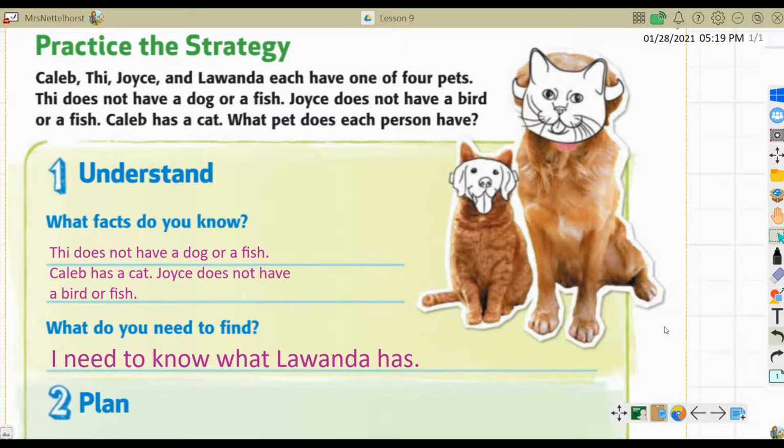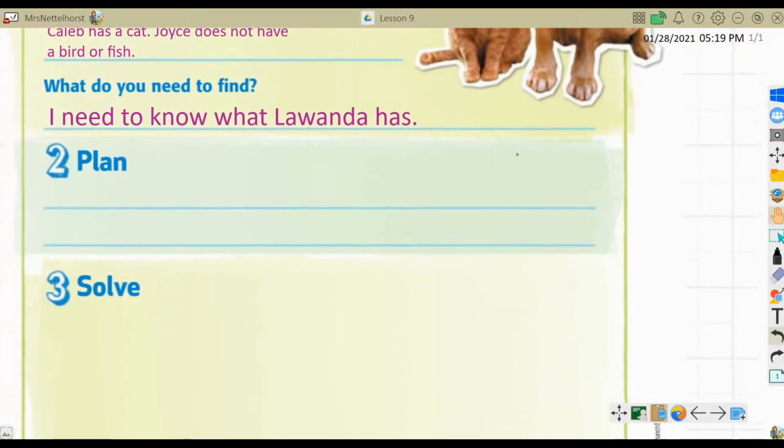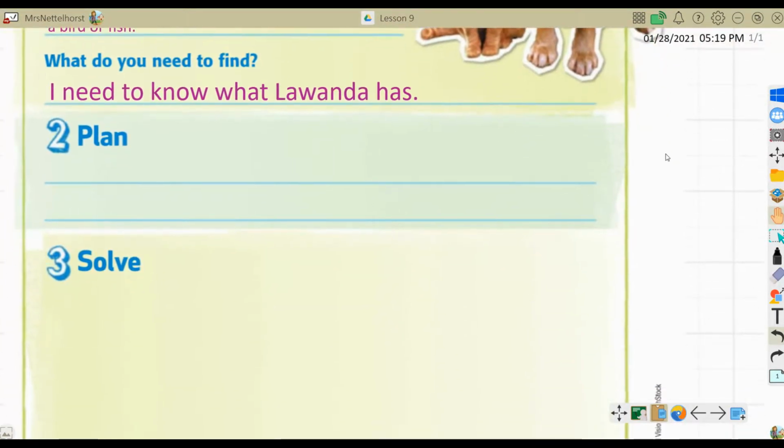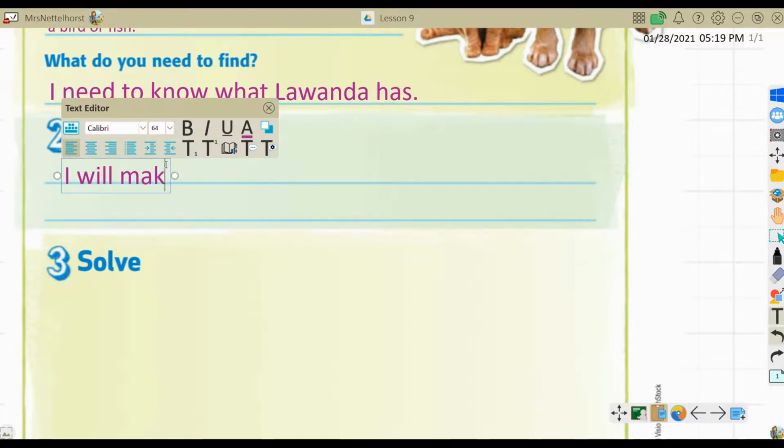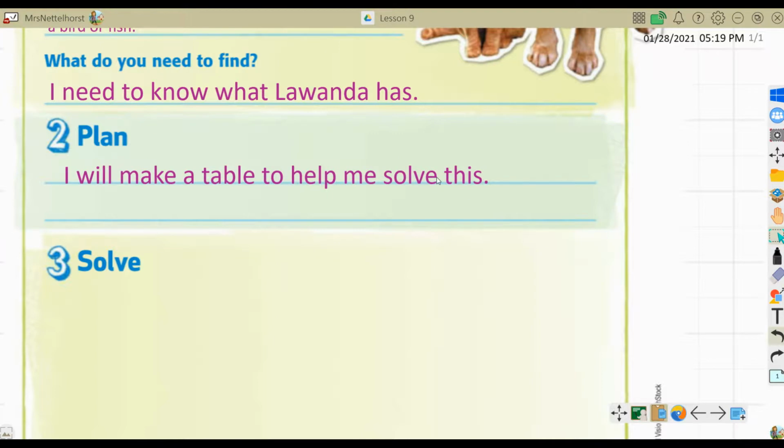Okay, so now let's look at the plan. So we need to make a table. So I will make a table to help me solve this. So now I'm going to make the table. And I think it might be easier if I draw the table in this case because I'm still learning how to use this whiteboard. And I think drawing it would be better.